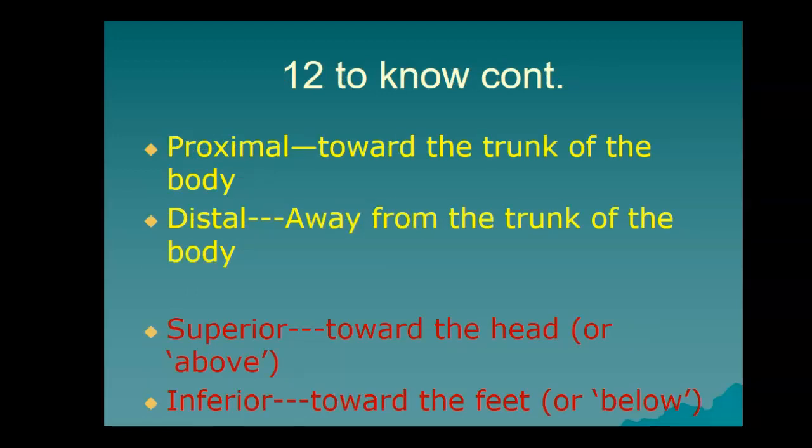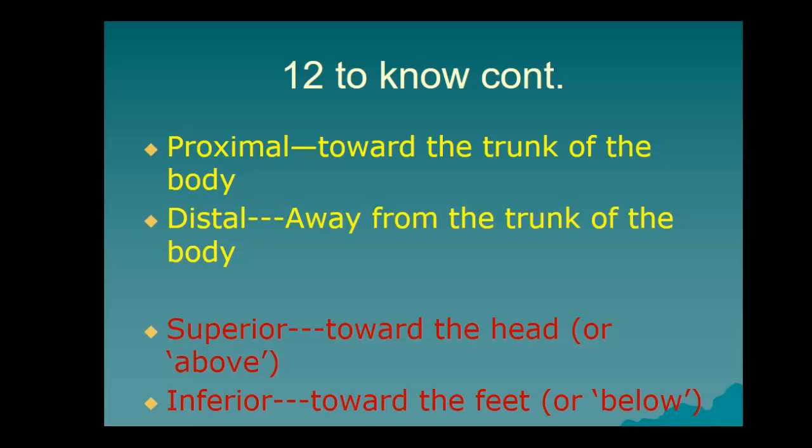Next ones. Here are another 2 sets, proximal and distal. Proximal and distal basically deal with your appendages. So your arms and your legs are your appendages. So what we have then is proximal and distal, meaning closest to. Your thumb is more distant, or has more distance, from the torso or the trunk of the body.